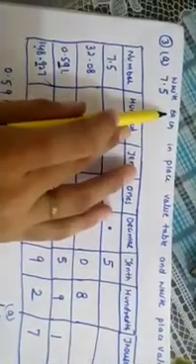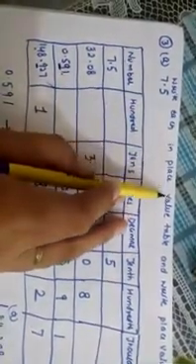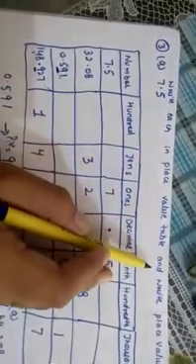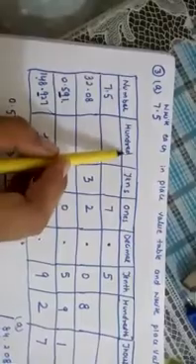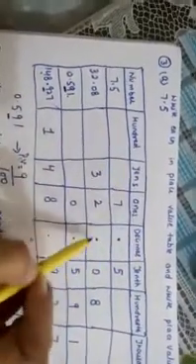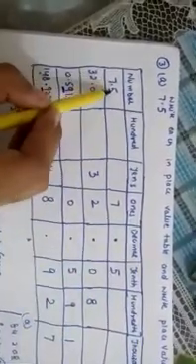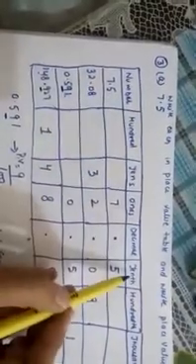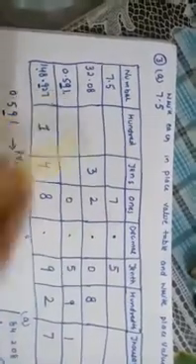Now we will do the third question: write each in a place value table and write the place value of each digit. First of all we have to make the table. In our number system we have hundreds, tens, ones, then the decimal point. After the decimal, the first place we write as tenth, the second as hundredth, the third as thousandth. If any other place is there, we write ten-thousandth. In this way we will make the table first.